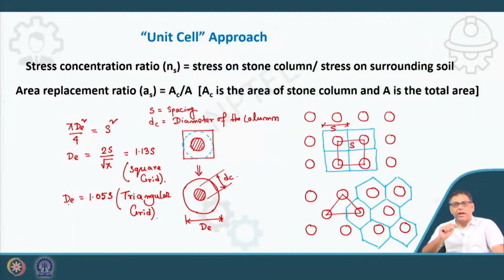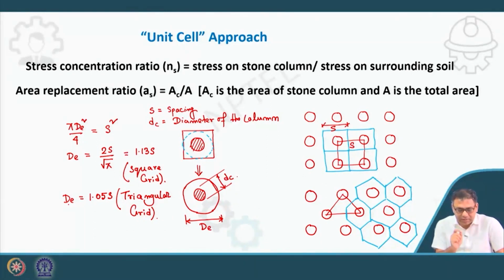If you do the analysis, you will see that the use of triangular grids is more preferable compared to the square grid, because the performance of the column, I am talking about its effectiveness as a drainage path, is better in case of triangular grid as compared to square grid. But both grids are used in the field, and these are very common. In addition, as mentioned, there is a hexagonal grid also, where the influence area will be a triangle.